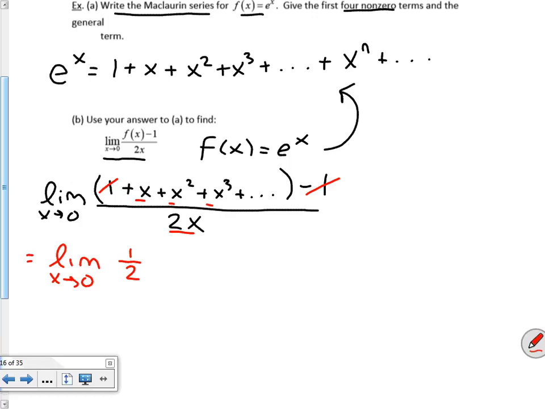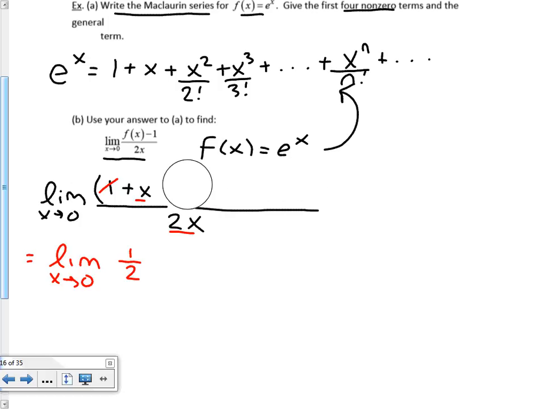I forgot all of my factorials. Let's go back and write them. This is such an easy mistake. 2 factorial, 3 factorial, n factorial. My apologies. Let me go ahead and fix this. As my first period would say, what a rookie mistake. That's okay. 1 plus x plus x squared over 2 factorial plus x cubed over 3 factorial.